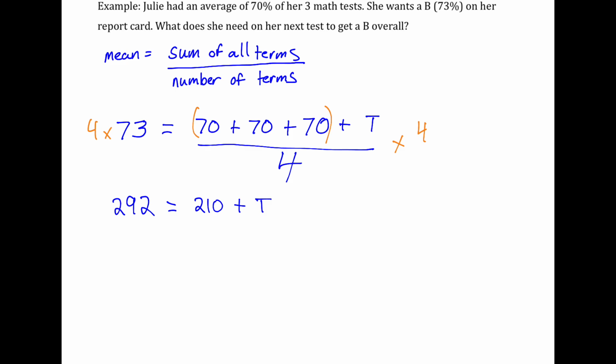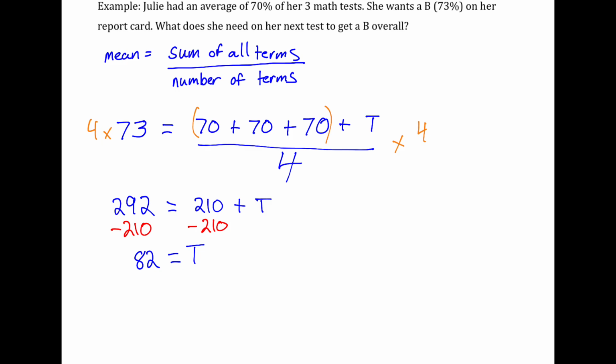How do I get what T has to be in this case? How do I rearrange this algebra? What number does T have to be so that this equation is true? I've got to subtract 210. So 292 subtract 210 is 82, and so the missing test score is 82.